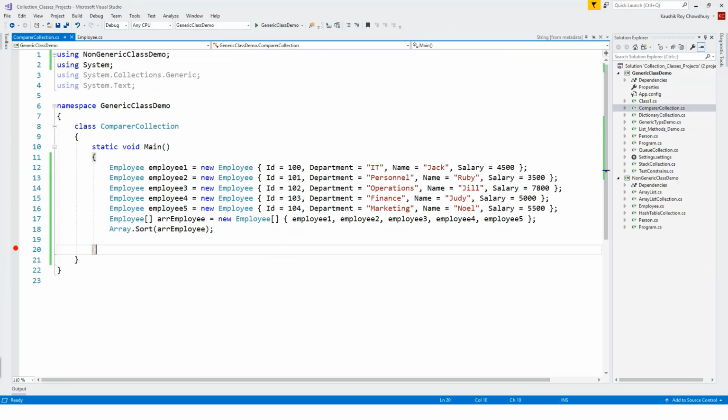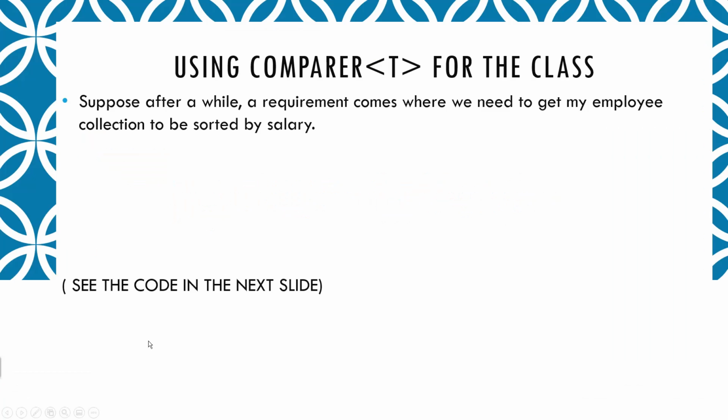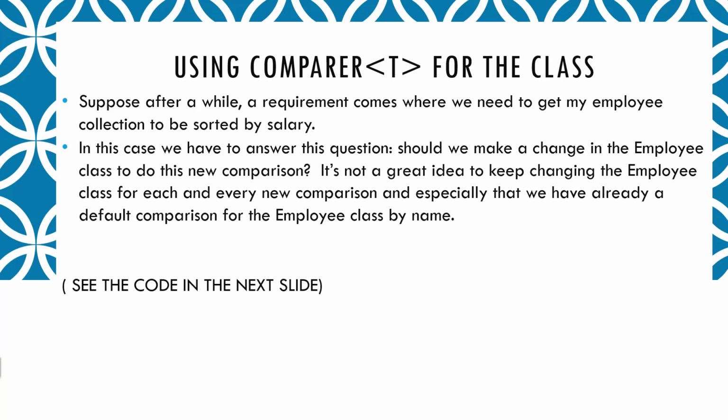Now how to implement. Tomorrow, say for example, another requirement comes to you from your boss that you need to do the sorting on the employee object class by salary as well. So how do you do that? So if you go back to the slideshow, when a requirement comes where we need to get my employee collection to be sorted by salary, in this case, we have to answer this question.